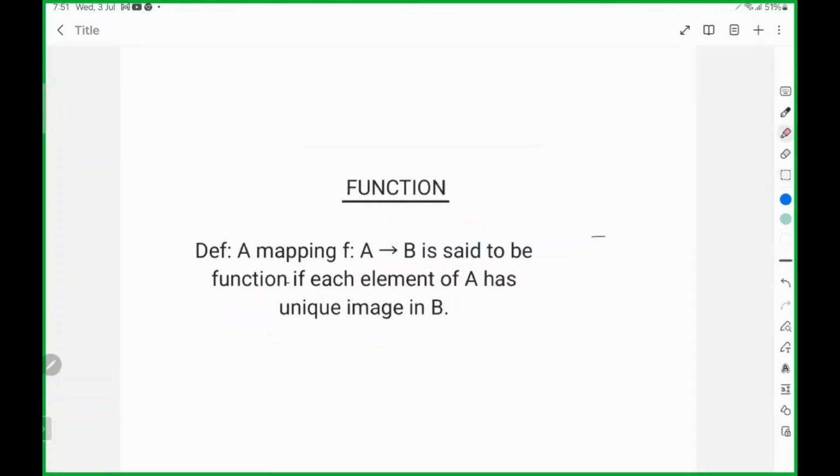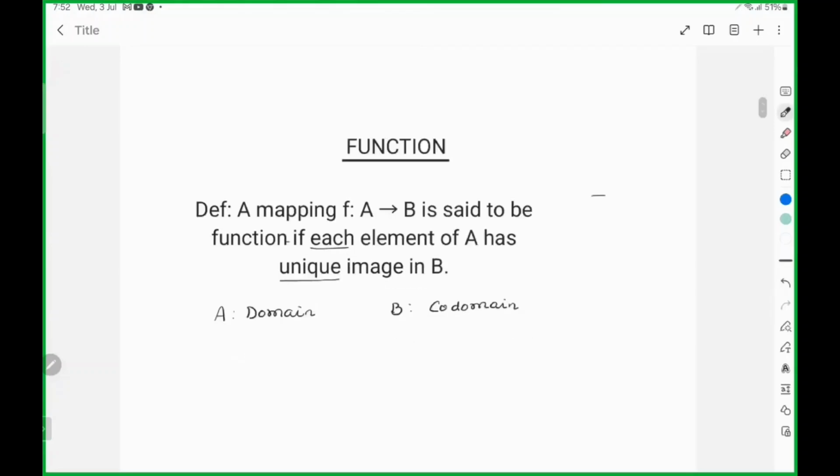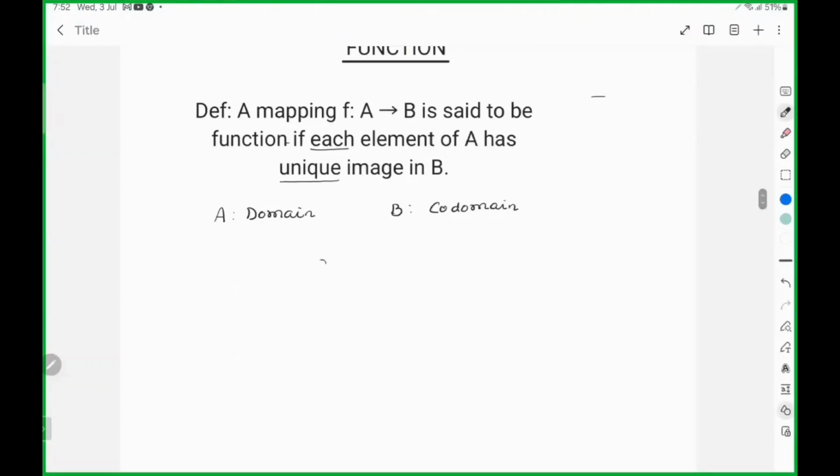So here, what is the importance of each element and unique image? Here A is technically called the domain, and B is the codomain. So which mappings are functions, and which mappings are not functions?